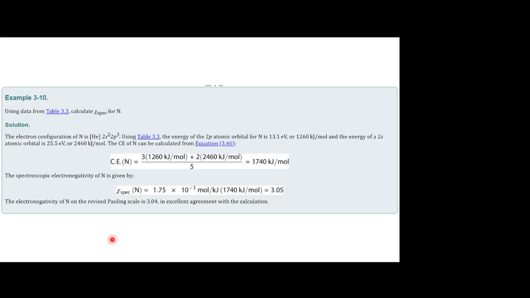Okay, let's do something fairly easy, which is we're going to use our data from table 3.3. We're going to calculate that chi-spec for nitrogen. Okay? So we look at the electron configuration for nitrogen, and what we look at is the valence shell. That's all we need is the valence shell. And so what we see is that is 2s2, 2p3. Does everybody understand how to get that valence shell for nitrogen? So we go on the second period, right? We go across the second period. The S block is that first one. Everybody see that okay? Okay, fantastic.